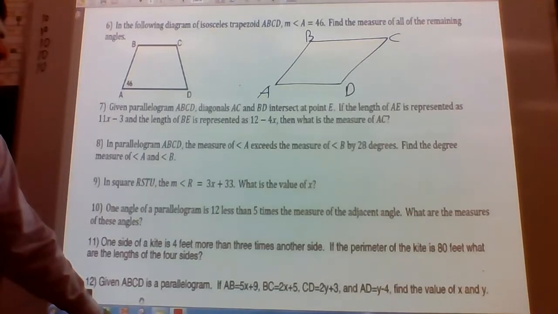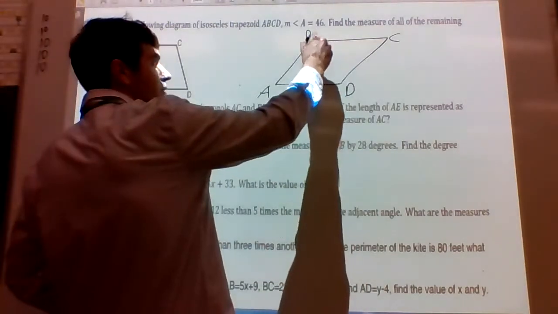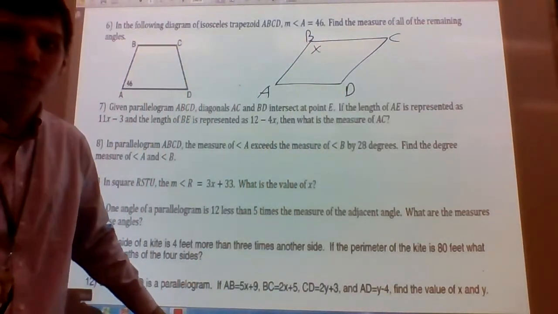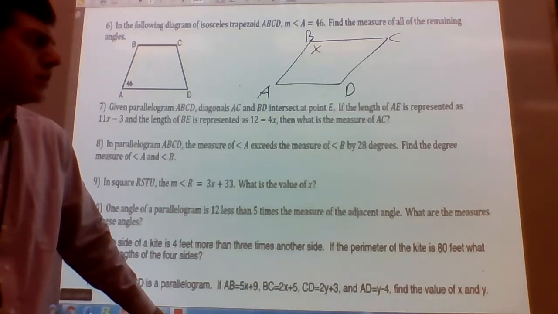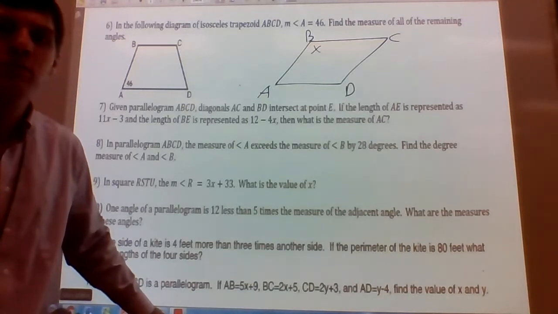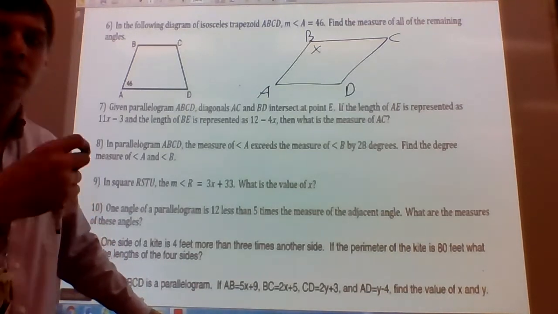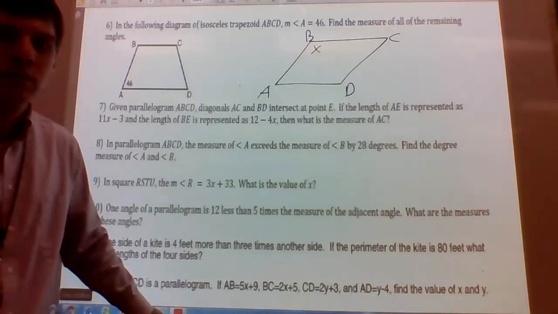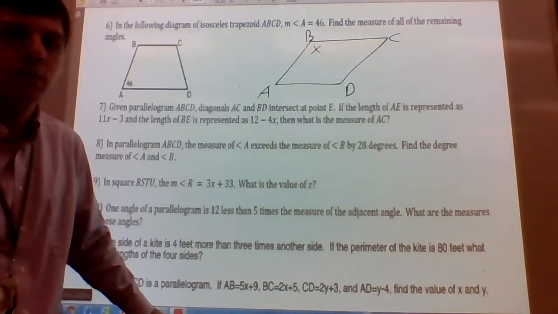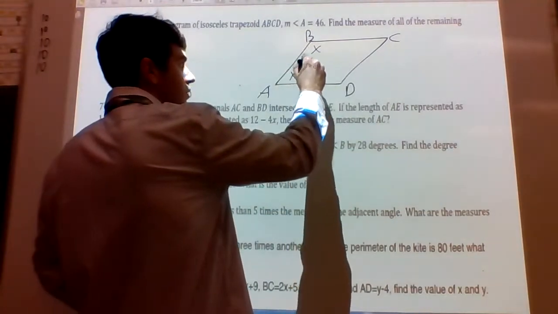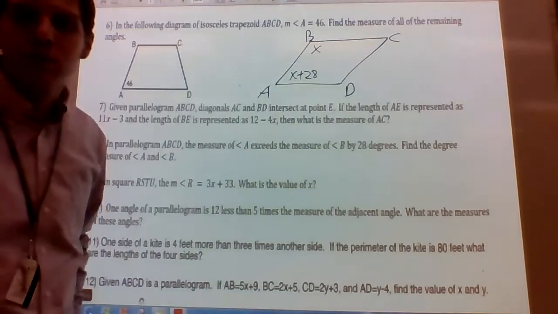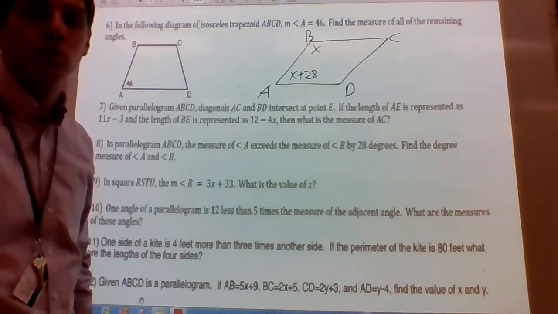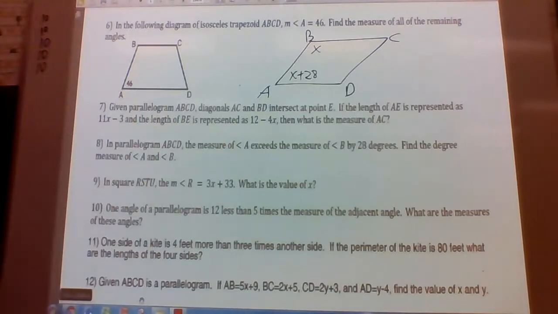So angle A exceeds the measure of angle B by 28 degrees. If we say the measure of angle B was x, we're saying the measure of angle A exceeds the measure of angle B by 28, meaning it's more than. So the measure of angle A is 28 more than the measure of angle B, so we're going to have x plus 28. We could also make angle A x, and then the measure of angle B would be x minus 28. Either way is fine.